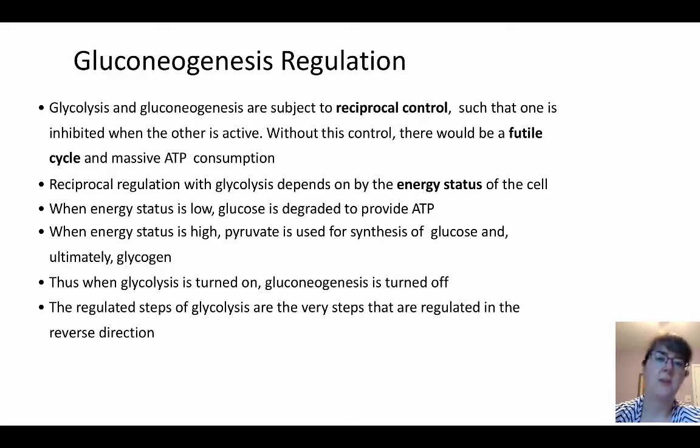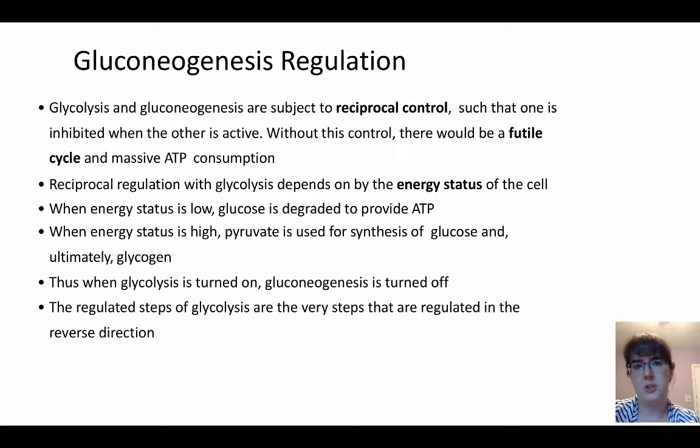For regulation, this is just a summary of some of the regulation that we've talked about before. Whenever we talk about reciprocal control, that's basically saying that one cycle is inhibited while the other one is active. So we're basically getting double duty out of a particular molecule. You can have one molecule that is simultaneously saying, not this one, yes to that one. Without that reciprocal control, you would have a futile cycle where things would just keep going around and around and around. So you have to have something to say, we don't need one of these, we only want the other one. We want to make sure there's tight control over which pathway is happening.